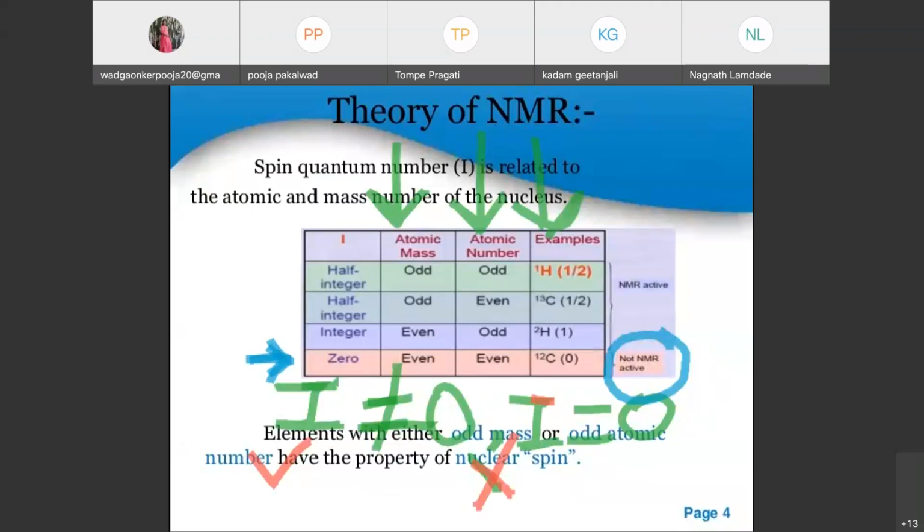Meaning whatever protons and neutrons they have, and let me take another color pen so that you can easily look. So the protons and neutrons are here.